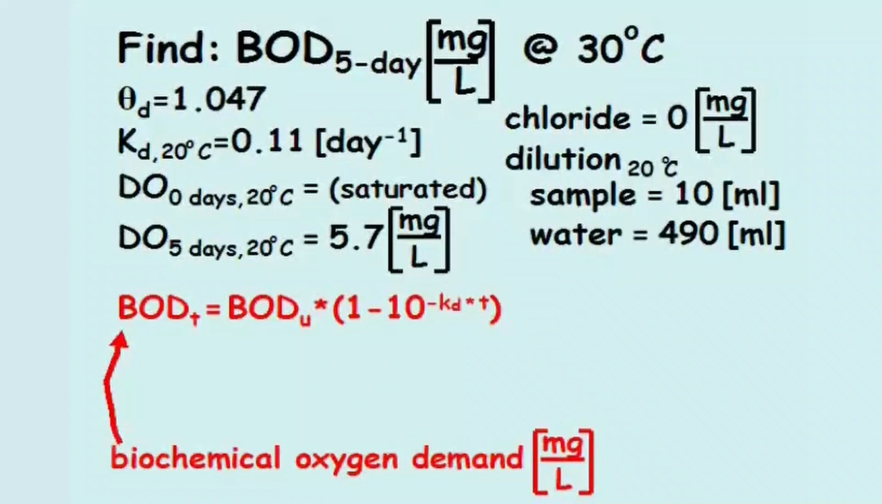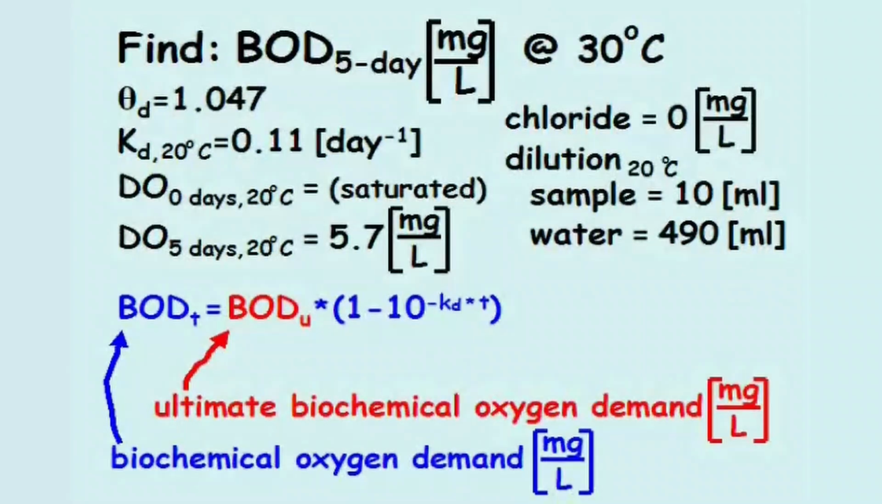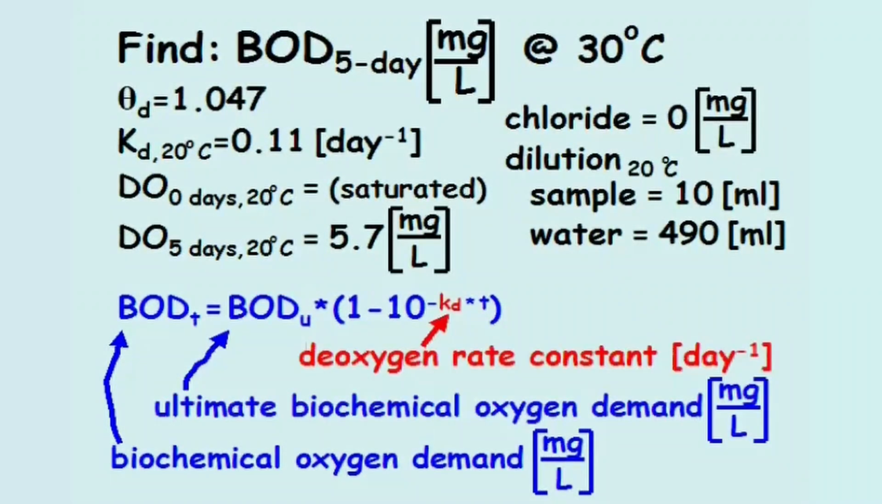The biochemical oxygen demand at a time t in milligrams per liter equals the ultimate biochemical oxygen demand, BOD sub U, in milligrams per liter times the quantity 1 minus 10 raised to the minus 1 times the deoxygenation rate constant, K sub D, in units of 1 over days, times the time, T, in days.